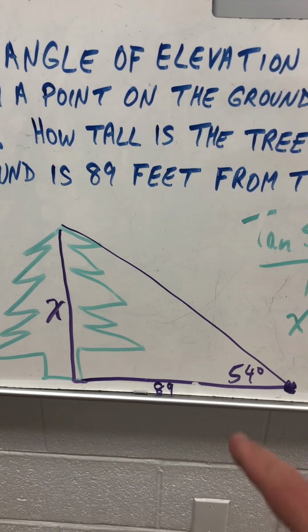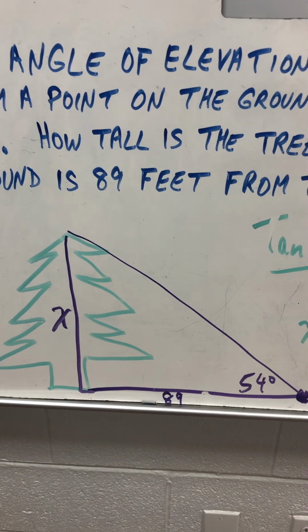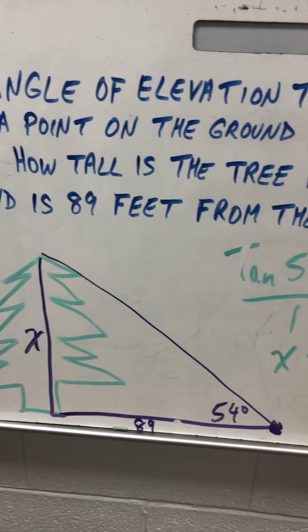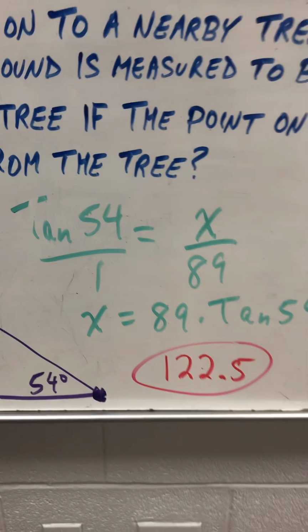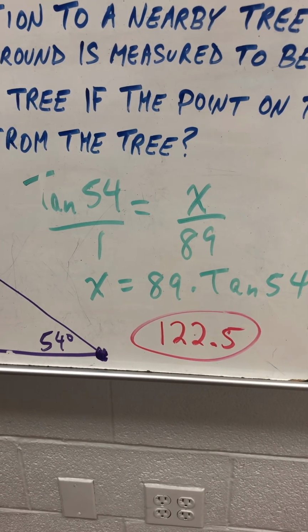All right. So what do we have? From the angle, opposite over adjacent. That's tan. Okay. Tan 54 equals x over 89. X equals 89 times tan 54, 122.5.